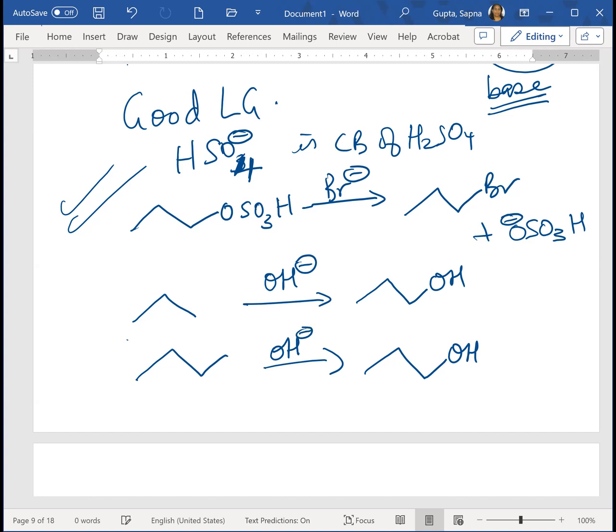So in both cases, I'm using hydroxide. Make sure you write this clearly if you're copying this. Now, if I give you this kind of a reaction and ask you, is this going to happen?